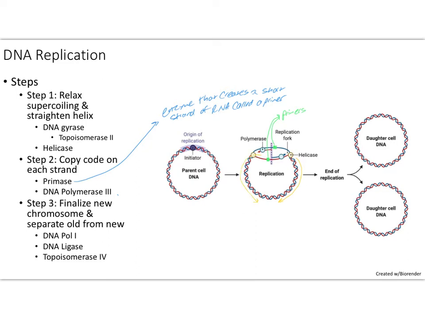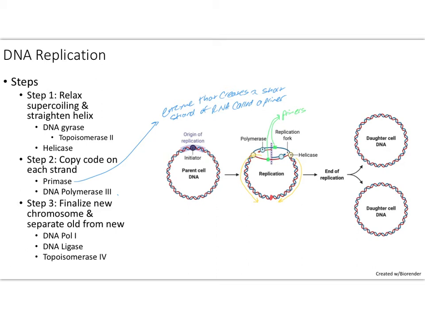And eventually, they're each going to get their job done and meet in the middle on the opposite side of where they started. So if they start at what's called the origin of replication, each of them will copy about half of the DNA molecule, and they'll meet at this termination point. Once the DNA strands have been copied completely and the DNA polymerases meet in the middle at this point of termination, then step 3, the final stage, can begin.